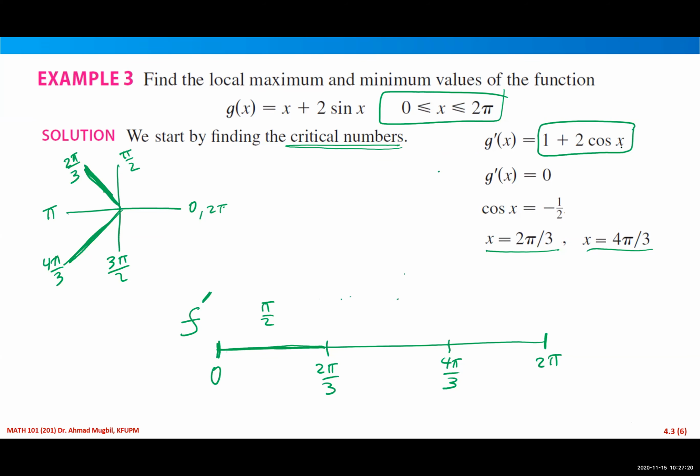Instead of x, what you will have at pi over 2? Cosine pi over 2 is what? 0. 0 times 2 is 0. 0 plus 1 is 1. 1 is positive. So it is positive.